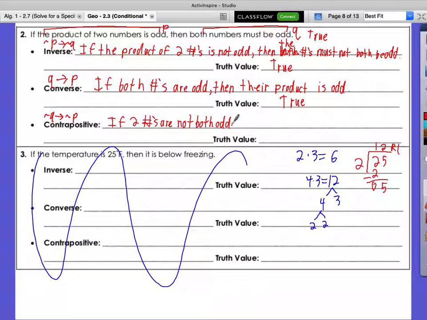Okay. We're jumping steps there. I'm gonna get to you in a second, okay? Then we're gonna do their product is not odd.